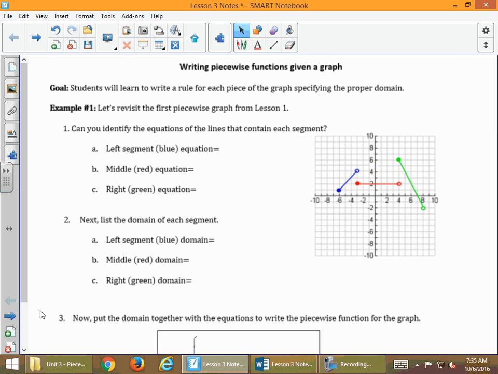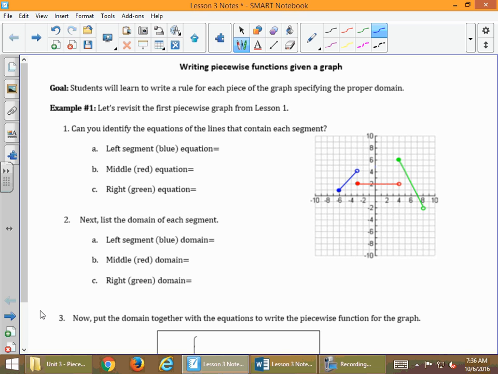Find the proper domain. So we're going to take a look back at what we did with lesson 1 and just find the domain of each piece. If we want to find the domain of this left segment, the blue one, again, domain is all the x values. What x value are we starting at? -6. We're going to write it in, sorry, jump ahead. We're actually going to write an equation of the line for that segment. I thought it was domain first.